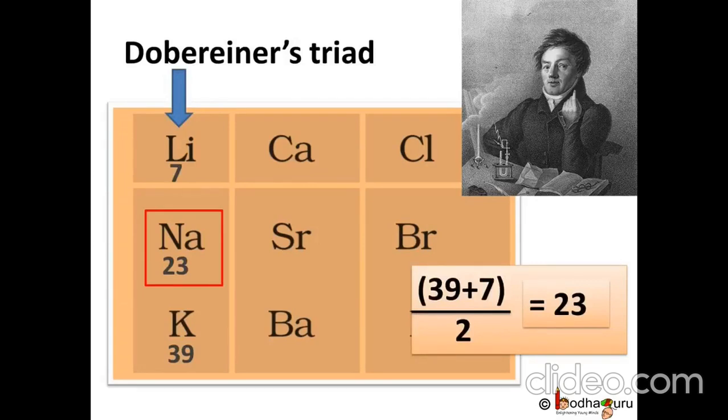The first triad consisted of elements lithium, sodium, and potassium. If you see, the atomic mass of lithium is 7 and that of potassium is 39. Now, the arithmetic mean of the atomic masses of these two, that is lithium and potassium, is 39 plus 7 divided by 2, which is equal to 46 divided by 2, and this is equal to 23. And sodium, which is the middle element in this triad, has atomic mass which is equal to 23.